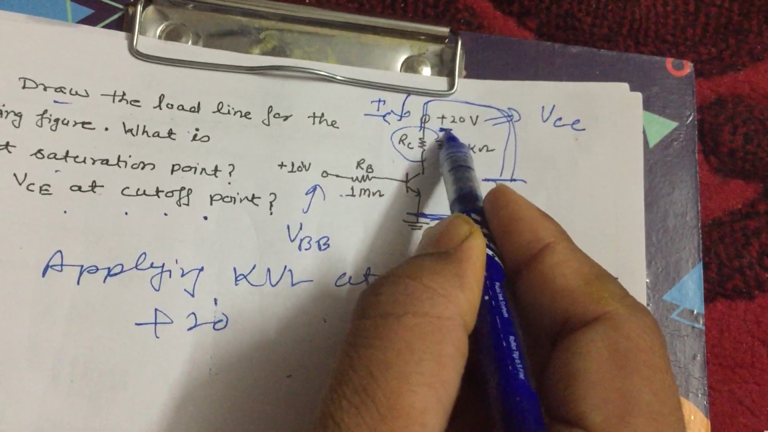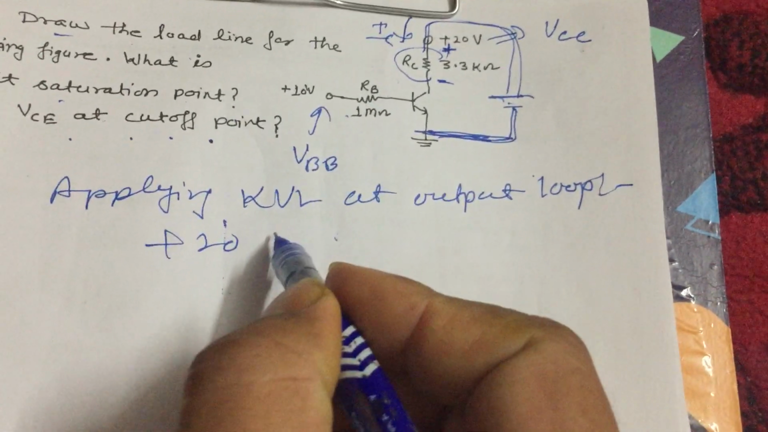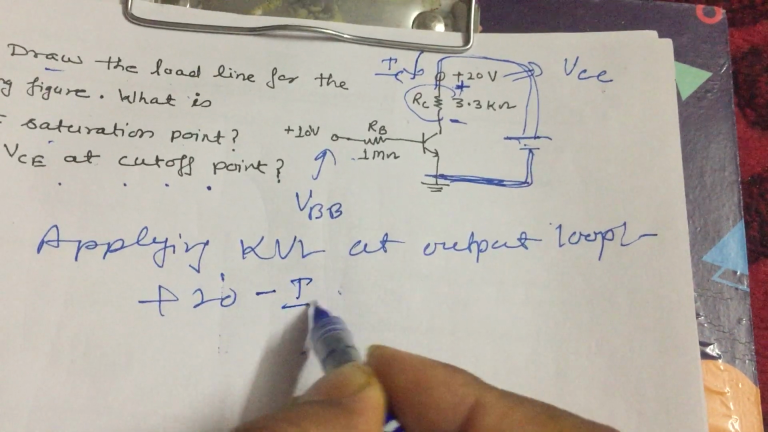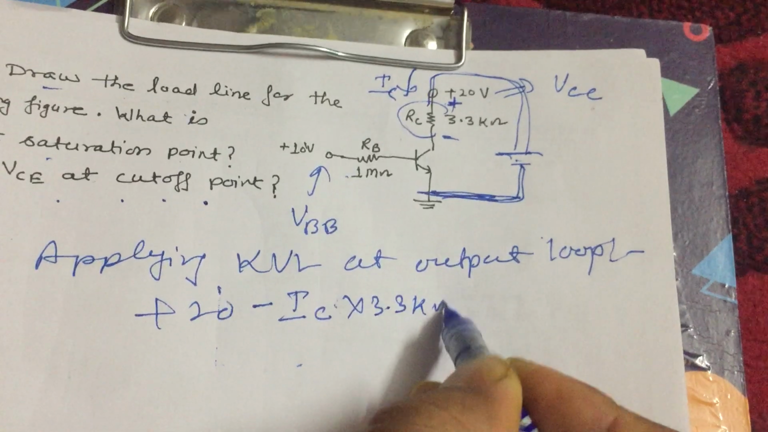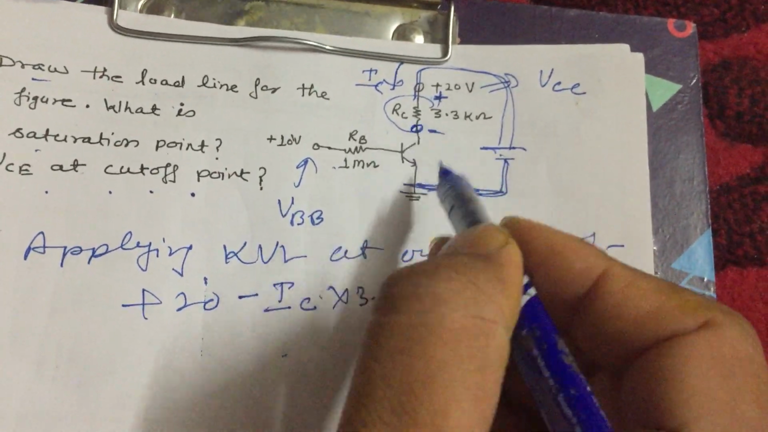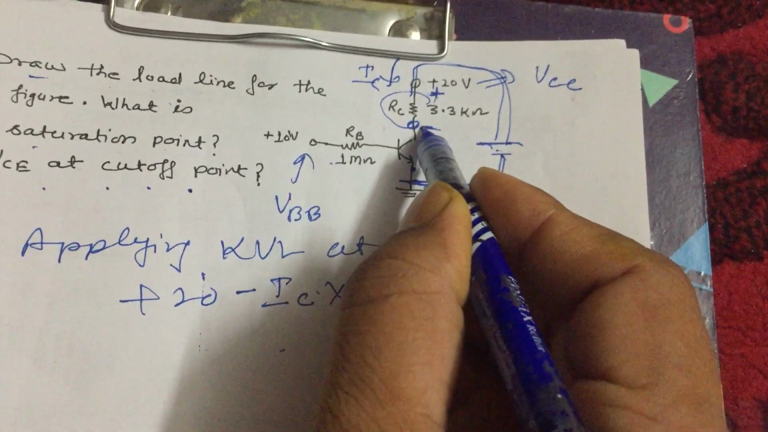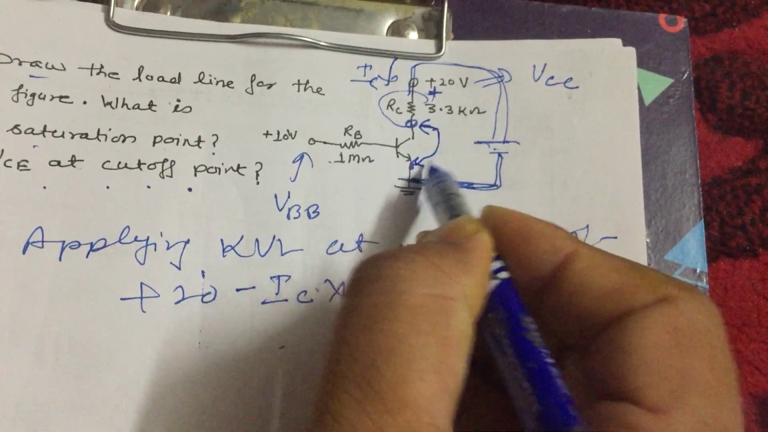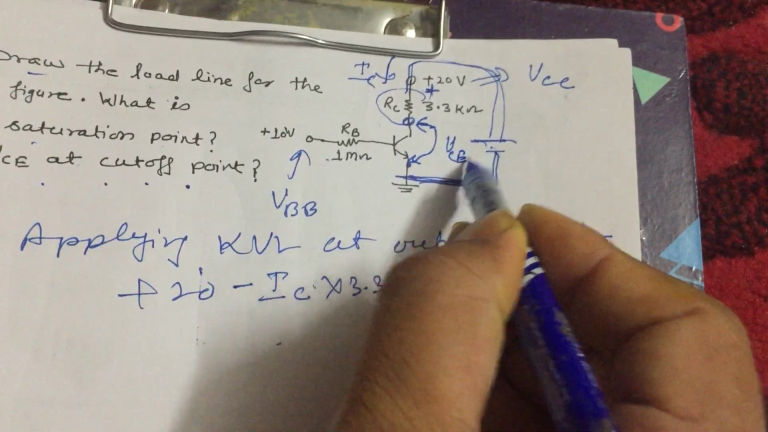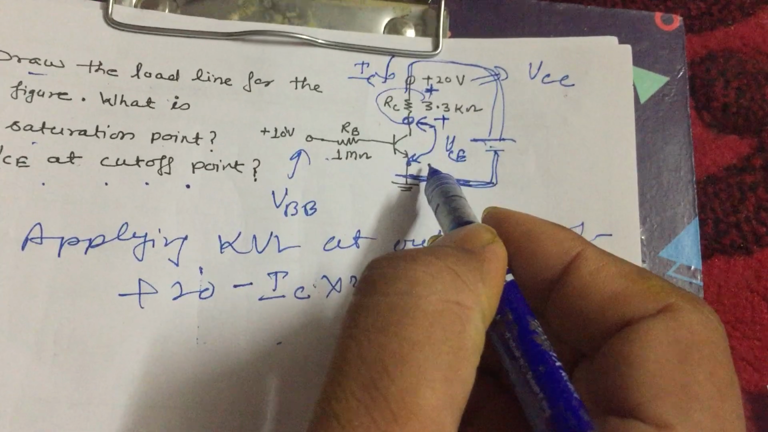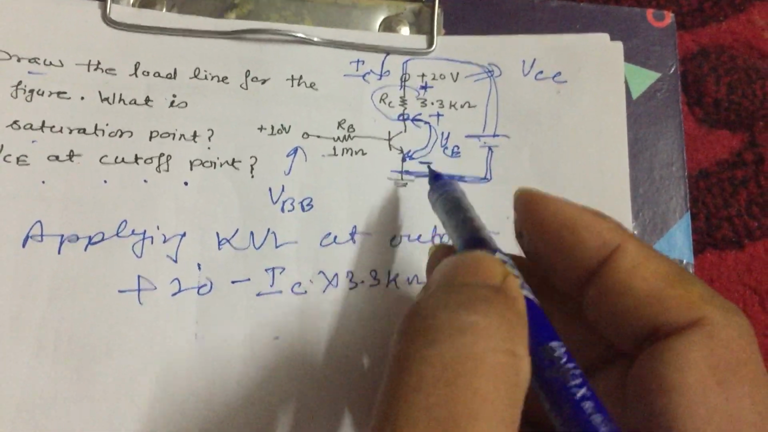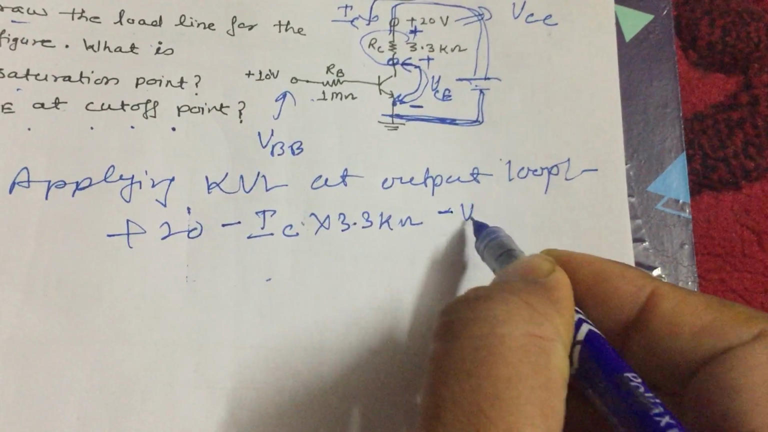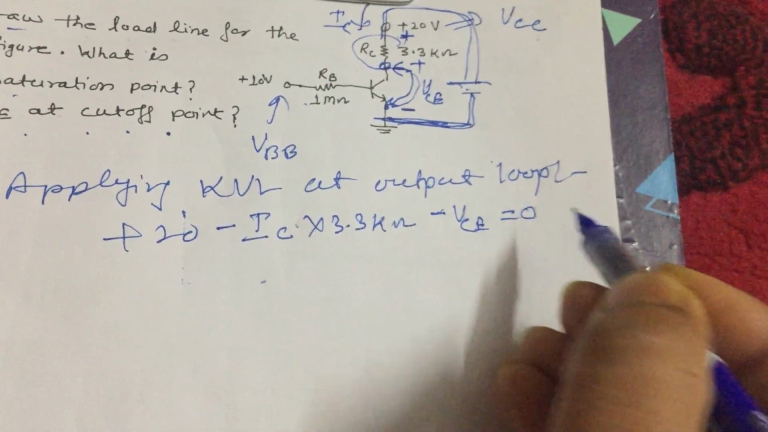So this is plus, this is minus. Current is coming in from the minus sign. So minus IC into RC, which is 3.3 kilo ohm. And here is the collector and here is the emitter. So the voltage between collector and emitter is VCE. Here is plus sign and here is minus because it is an NPN transistor. So again current is coming from the minus sign. So we put minus VCE equal to 0.